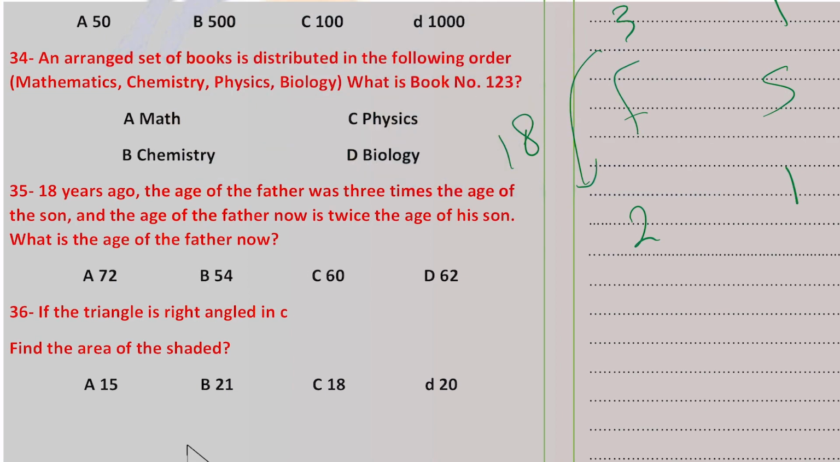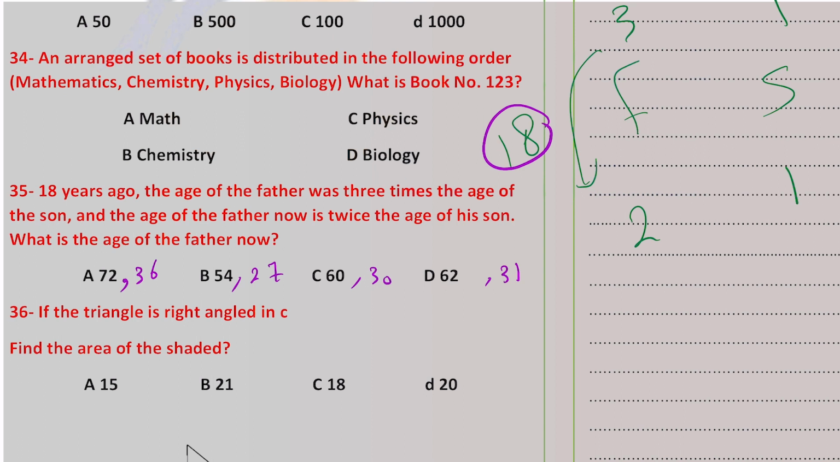Now, if the father now is 72, the son is half, so will be 36. If the father is 54, it will be 27. 60 will be 30. Okay, teacher, how can I know which one is correct? Now, let's use this information. 18 years ago, I will subtract 18 from each number.